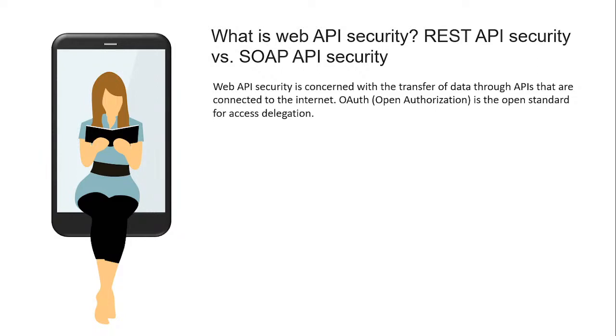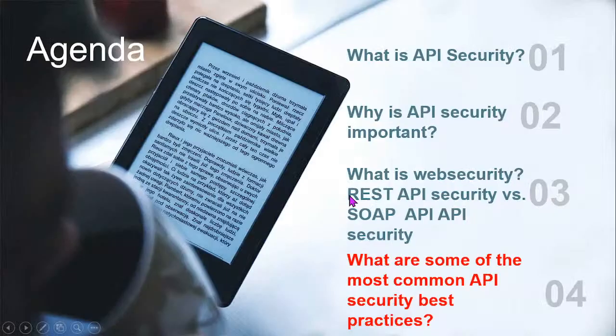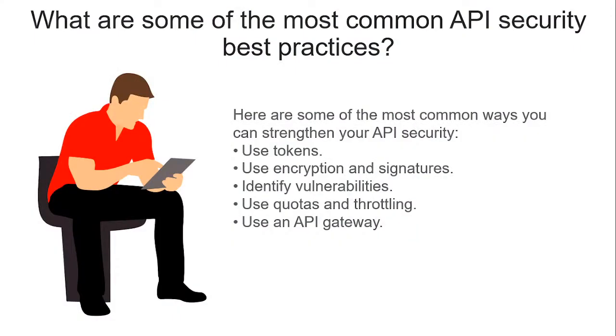In general, SOAP API are praised for having more comprehensive security measures, but they also need more management. For this reason, SOAP API are recommended for the organizations handling sensitive data. Now let's see what are some of the most common API security best practices. Now here are some of the most common way you can strengthen your API security.